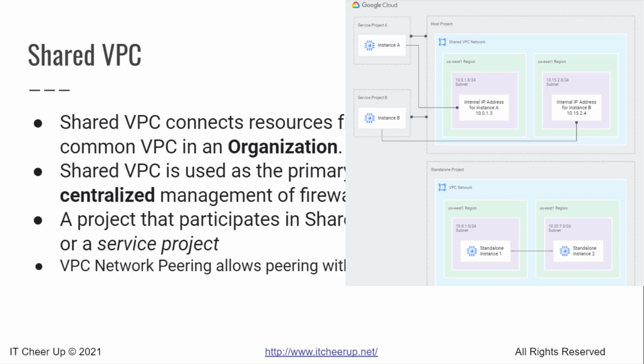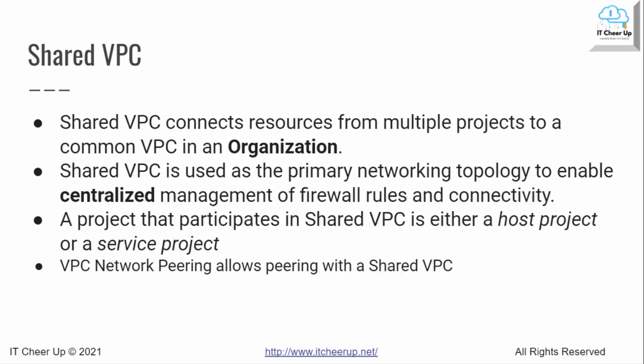Shared VPC is used as a primary networking topology to enable centralized management of firewall rules and connectivity, useful for a service that must use resources from separate projects for independent accounting and billing. A project that participates in a shared VPC is either a host project or a service project. A VPC network peering allows peering with a shared VPC.